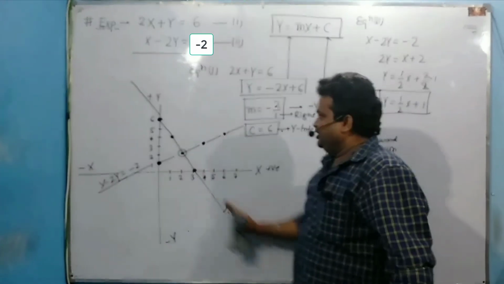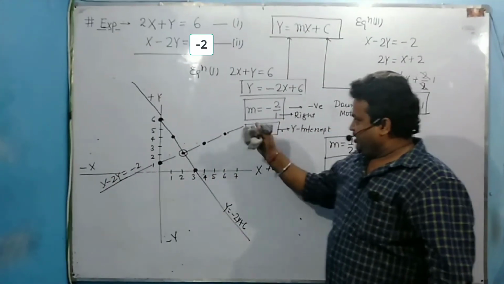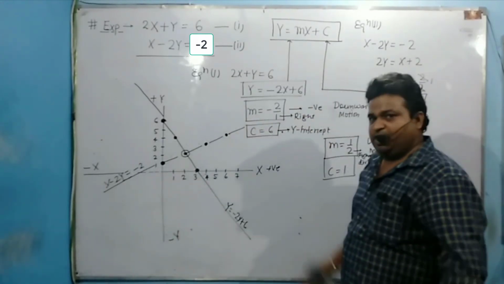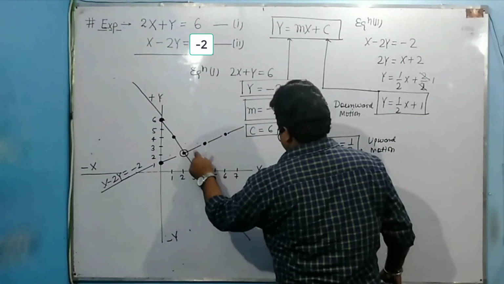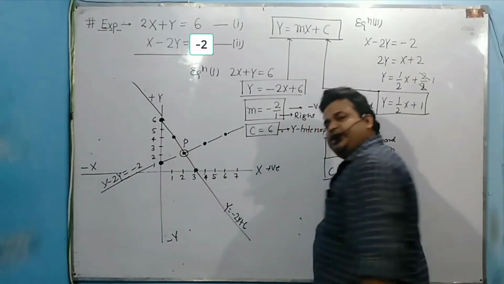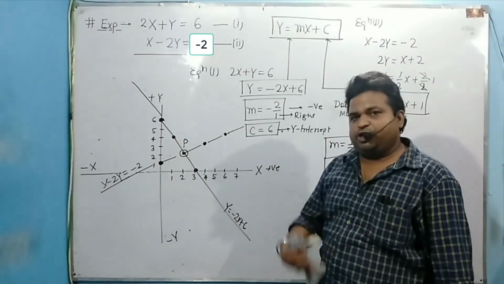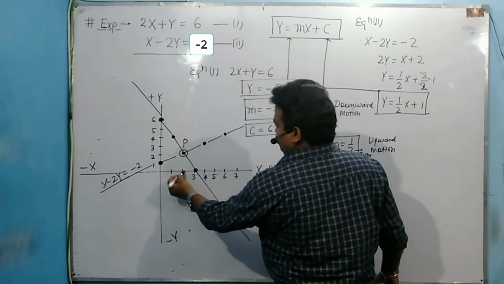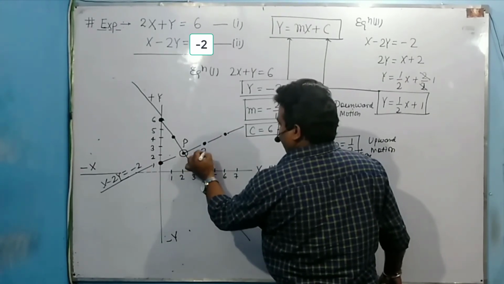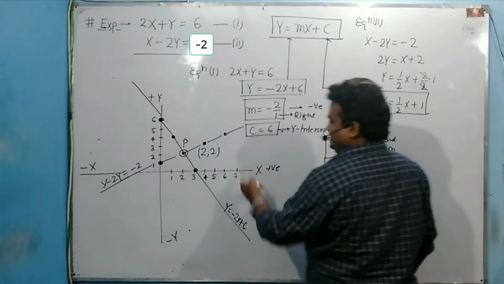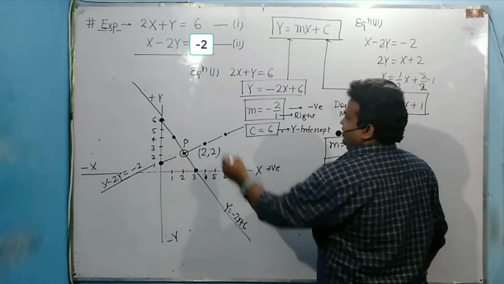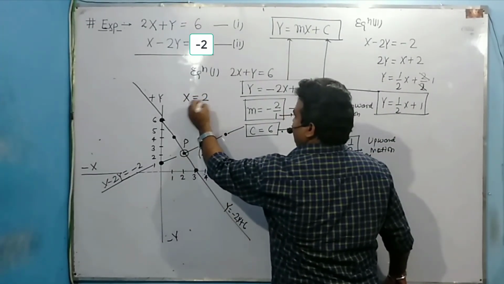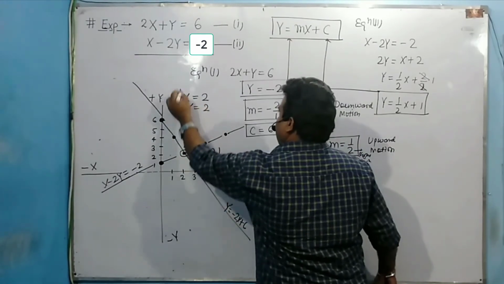Now this is the straight line for this equation, and this one is the straight line for the other equation. Both lines are intersecting at this point. This point is the point of intersection and the solution of the linear equations. So what are the coordinates of this point? x, y. The coordinate is 2, 2. It means my x value is 2, y value is 2.